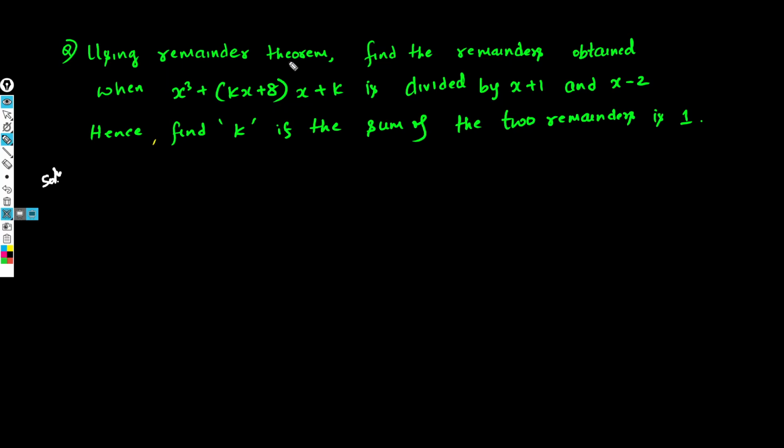Let us take up this very interesting question. Using remainder theorem, find the remainders obtained when x cube plus kx plus 8 into x plus k is divided by x plus 1 and x minus 2. Hence find k if the sum of the two remainders is 1. Let me take the given polynomial as f of x equals x cube plus kx plus 8 into x plus k.